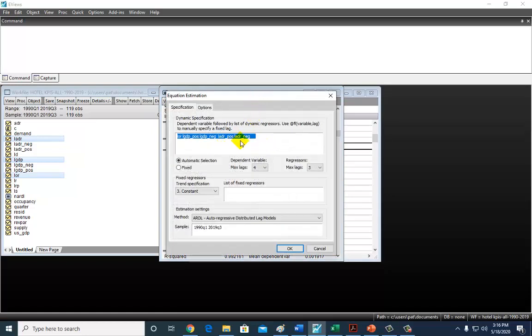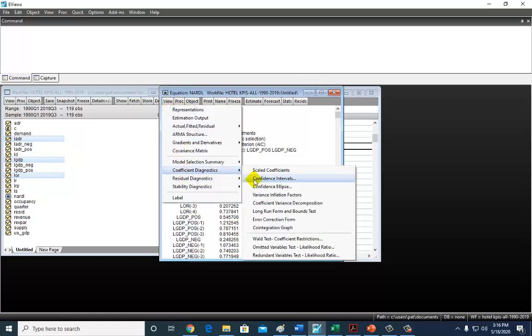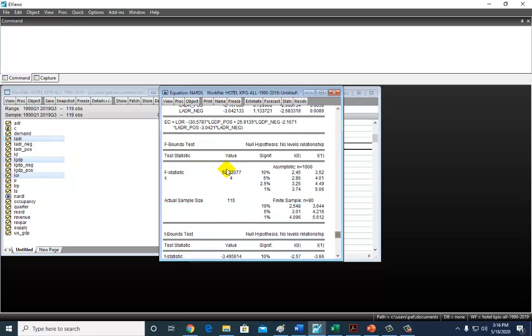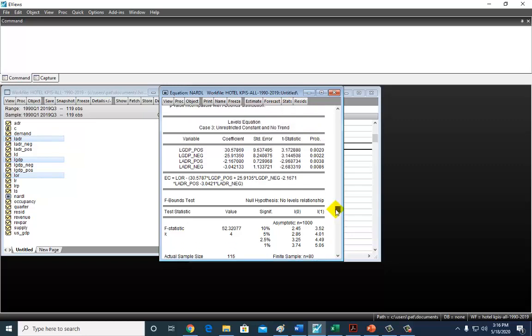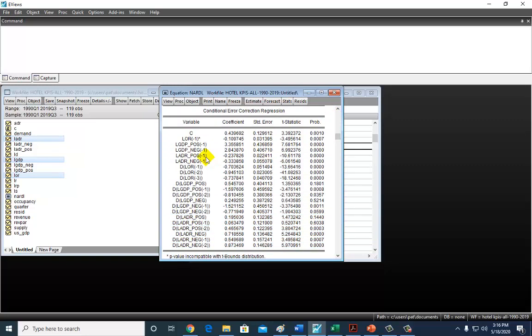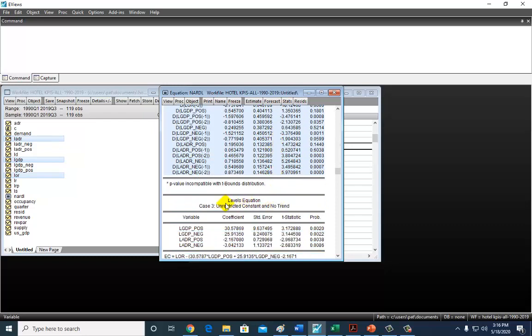If there are any other variables that you would like to add in their decomposed form, you type them in here physically, and then you hit OK again, and it's going to give you the ARDL, out of which, again, you go to coefficient diagnostics, long run form, and bounds test, and you come up with the result that you want. In the next section of my presentation, I'm going to interpret the different parts of the conditional error correction as well as the levels equation output.